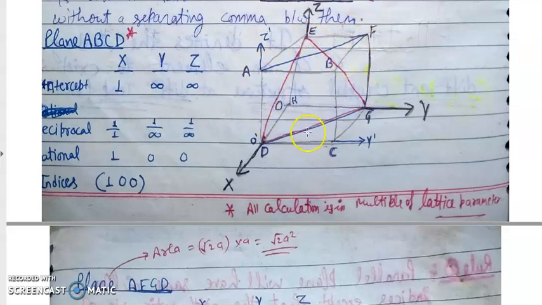Just draw this diagram and find out all the Miller indices in this whole cube. You have to calculate the Miller indices for all crystallographic planes. This is your exercise for today.